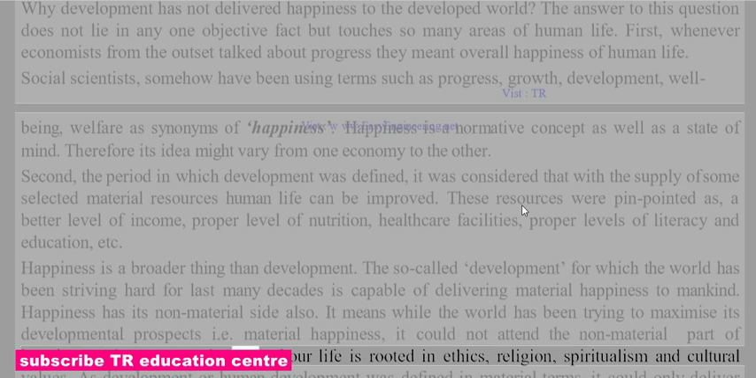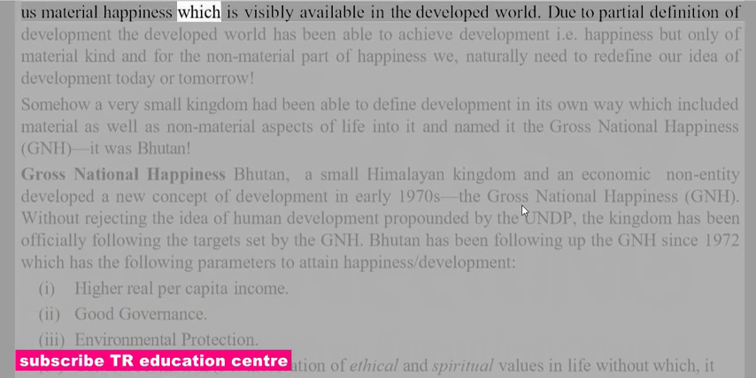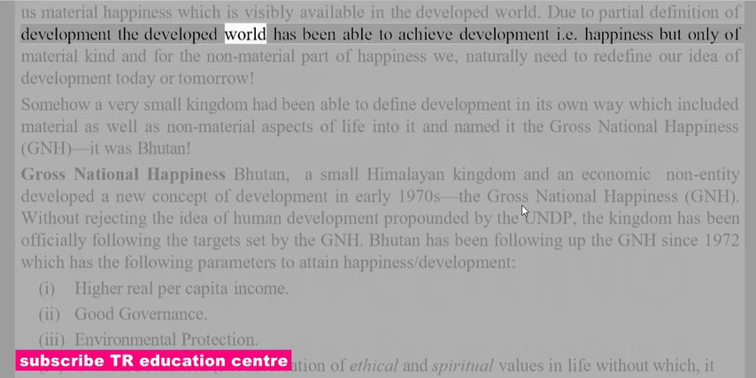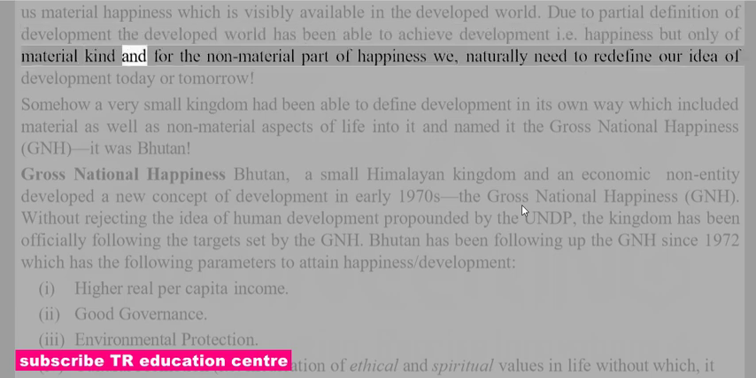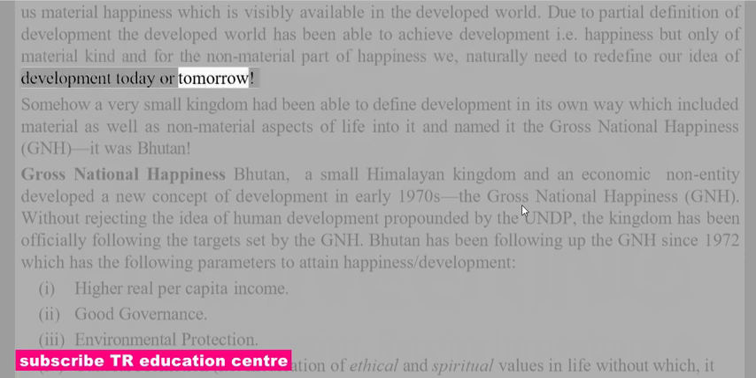The non-material part of our life is rooted in ethics, religion, spiritualism and cultural values. As development or human development was defined in material terms, it could only deliver us material happiness, which is visibly available in the developed world. Due to partial definition of development, the developed world has been able to achieve development, i.e. happiness, but only of material kind, and for the non-material part of happiness we naturally need to redefine our idea of development today or tomorrow.